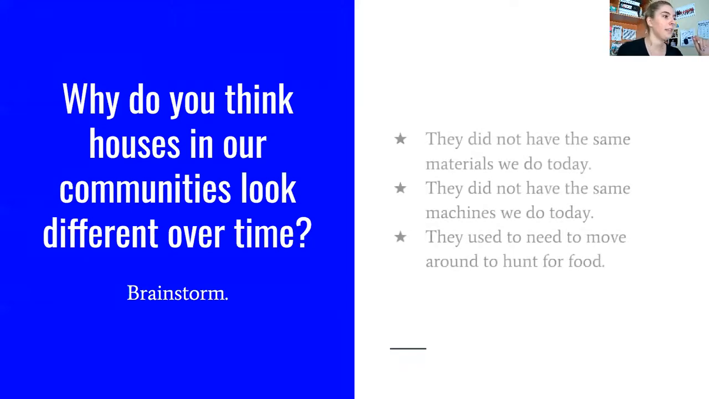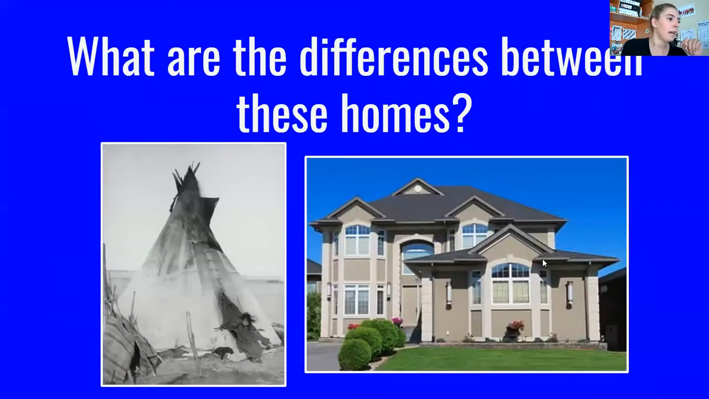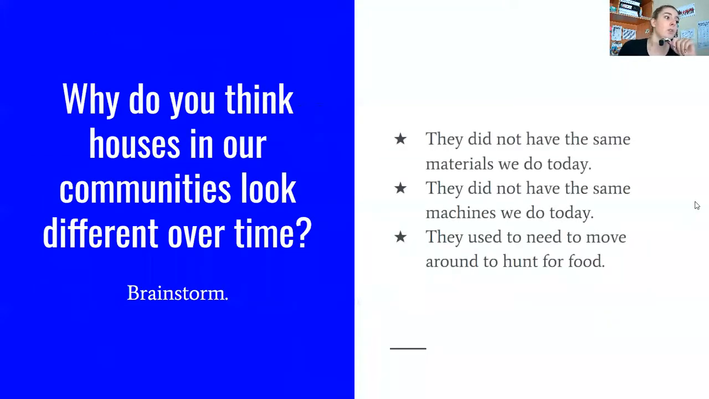So you may have said things like they did not have the same materials we do today. For example, if you look at these pictures, this one has things like windows and lights and stone, whereas those aren't things that they were able to do back then. They also did not have the same machines that we do today. They couldn't take these heavy blocks or blocks of cement and put them really high up on the houses. They weren't able to do roofs the same way because they weren't able to get up there.